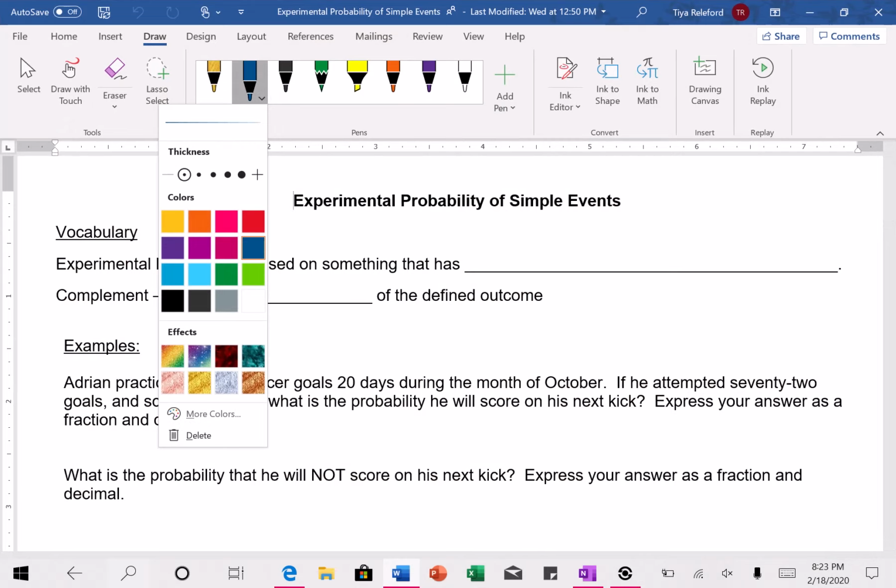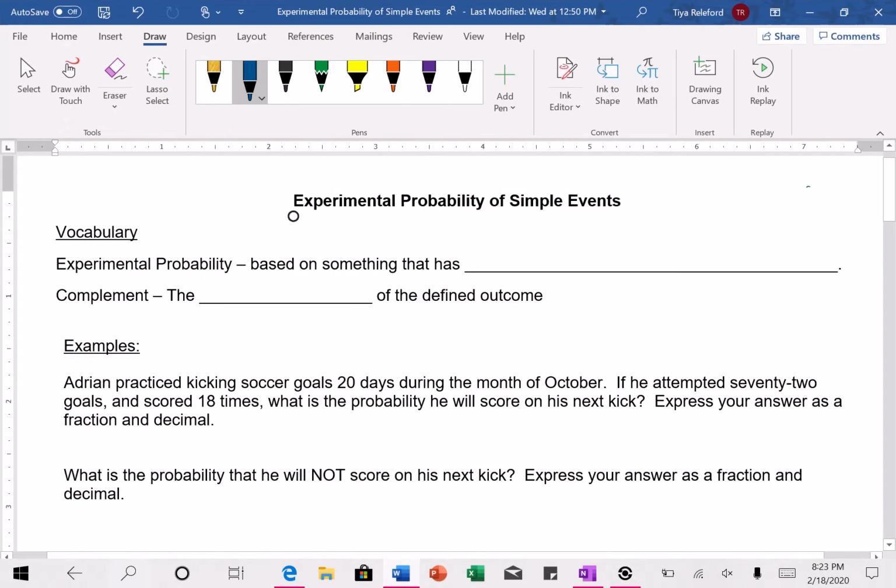Experimental probability is based on something that has already happened. So most of our problems so far have talked about somebody is going to roll a number cube, or they have a spinner, but they haven't done anything yet. Now we're going to talk about what happens when you've actually already rolled the number cube, or when you've actually already spun the spinner.